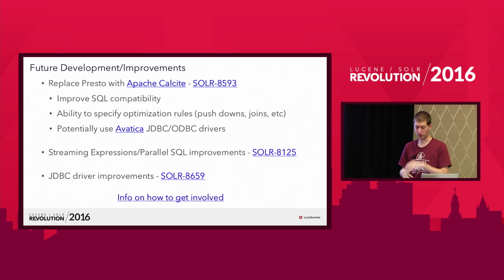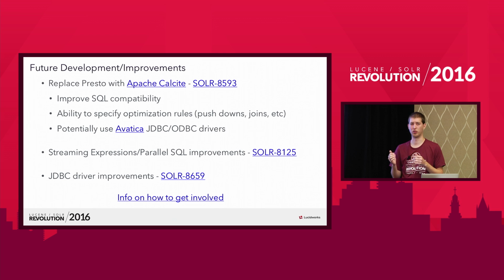The streaming expressions parallel SQL improvements, this SOLR-8125, is kind of an umbrella JIRA. It's got about 50 or so linked things right now. I'd say about 40 of them are closed. We've got about 10 more that we just need to push through and fix. They're just little things that we found here and there that we need to get to.